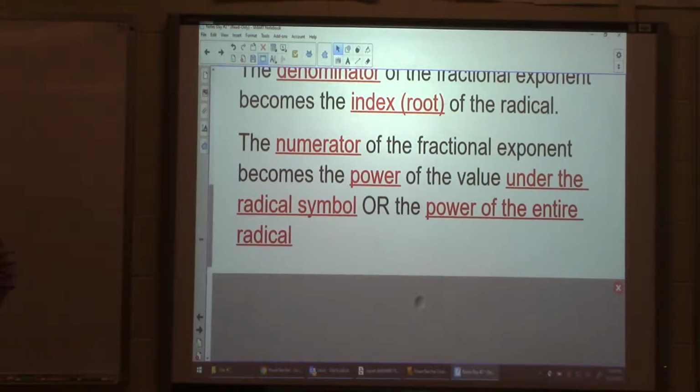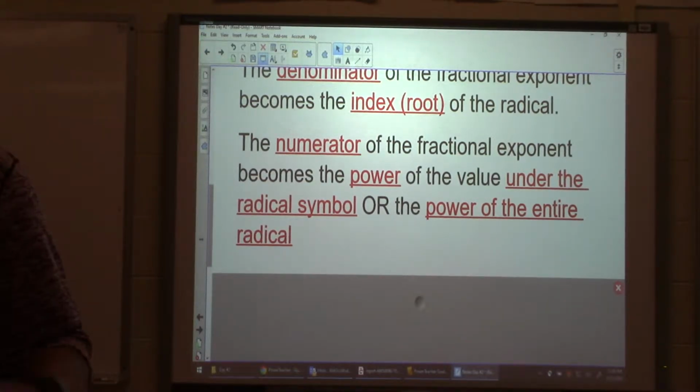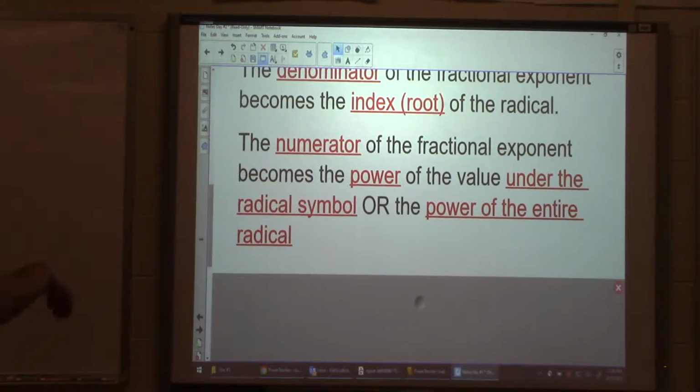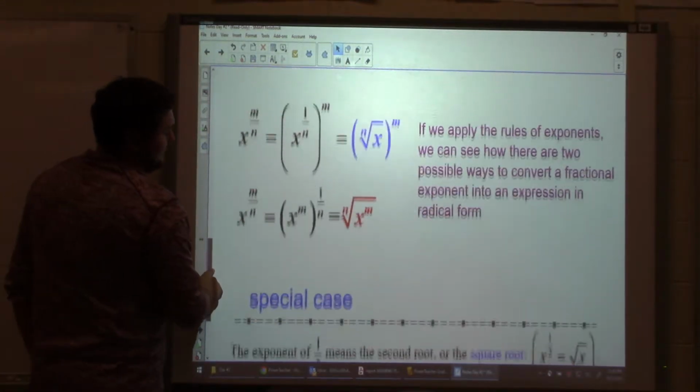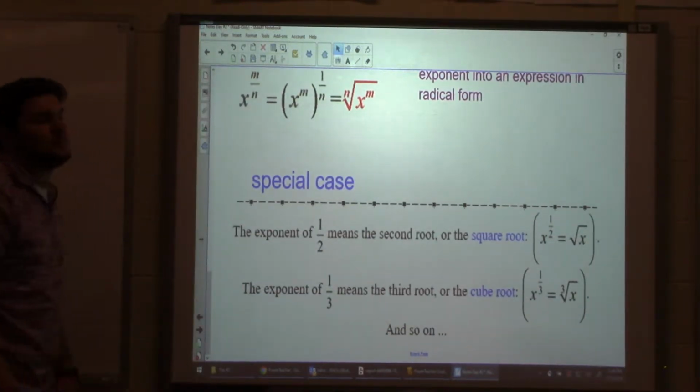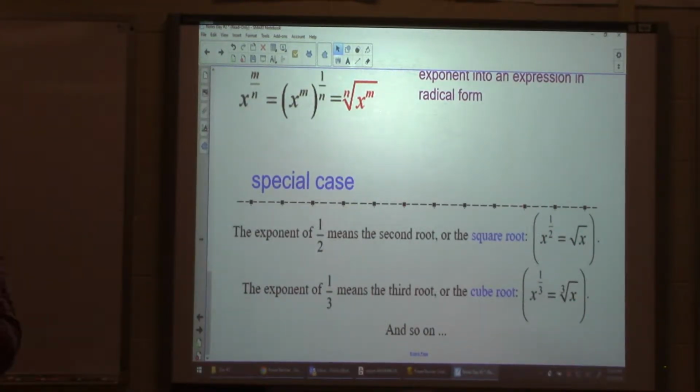Okay. All right. Are we ready to go? Keep going? Sure. Okay. Now, there are a couple special cases. However, they're not really special cases. They follow the same exact rules as every other one.